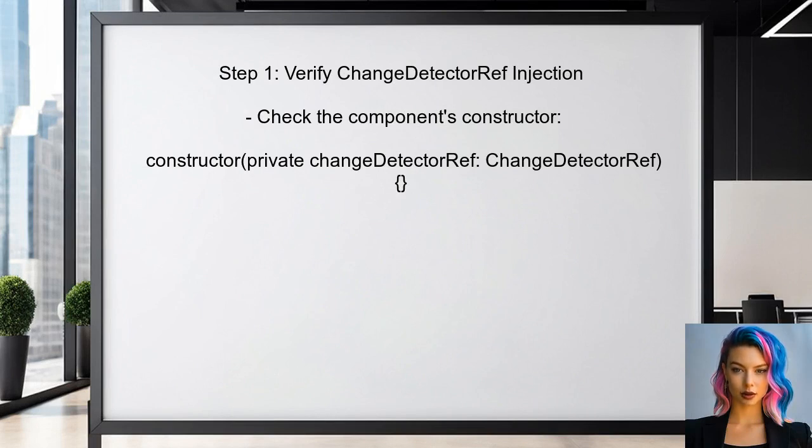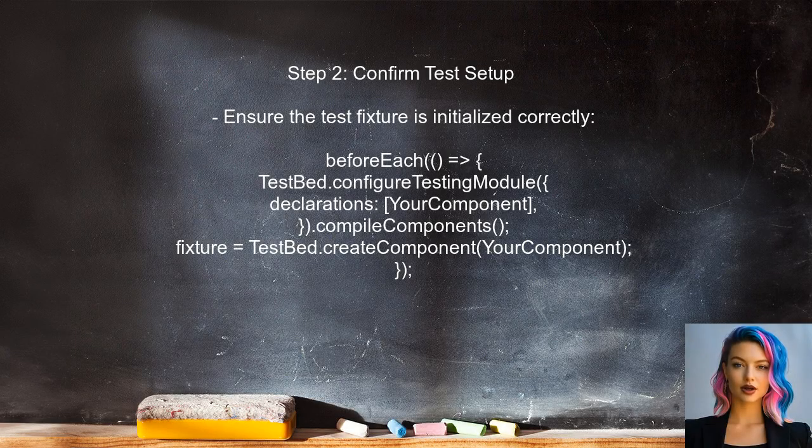To begin addressing the user's issue, we need to ensure that the ChangeDetectorRef is correctly injected into the component. The user should verify that the ChangeDetectorRef is provided in the component's constructor. Next, the user should confirm that the test is correctly set up to use the same instance of ChangeDetectorRef as the component. This can be done by ensuring that the test fixture is properly initialized.